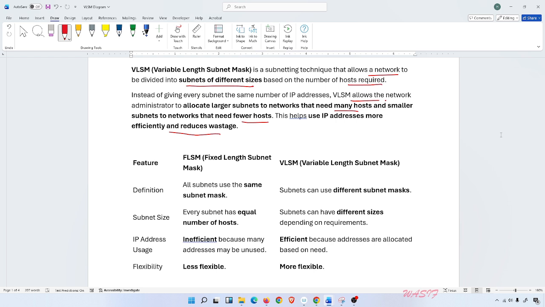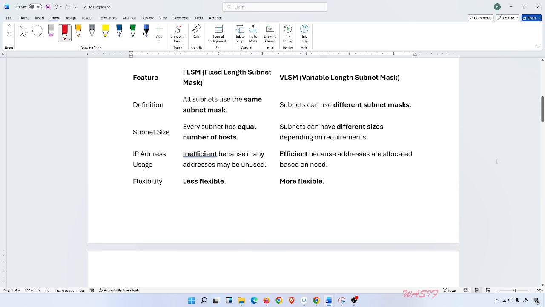Now let's have a look at the difference between FLSM and VLSM. In FLSM, all subnets have the same subnet mask. So if it is /24, everyone will have /24. In VLSM, subnets can have different subnet masks. It can have /24, /25, /26, in the same organization.